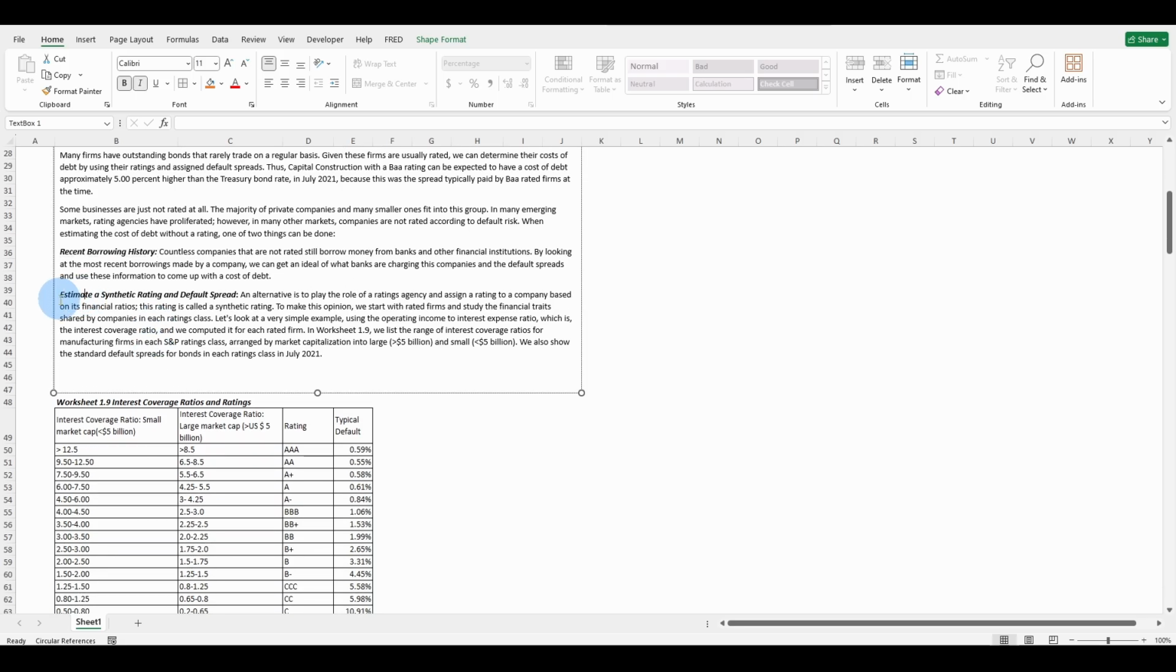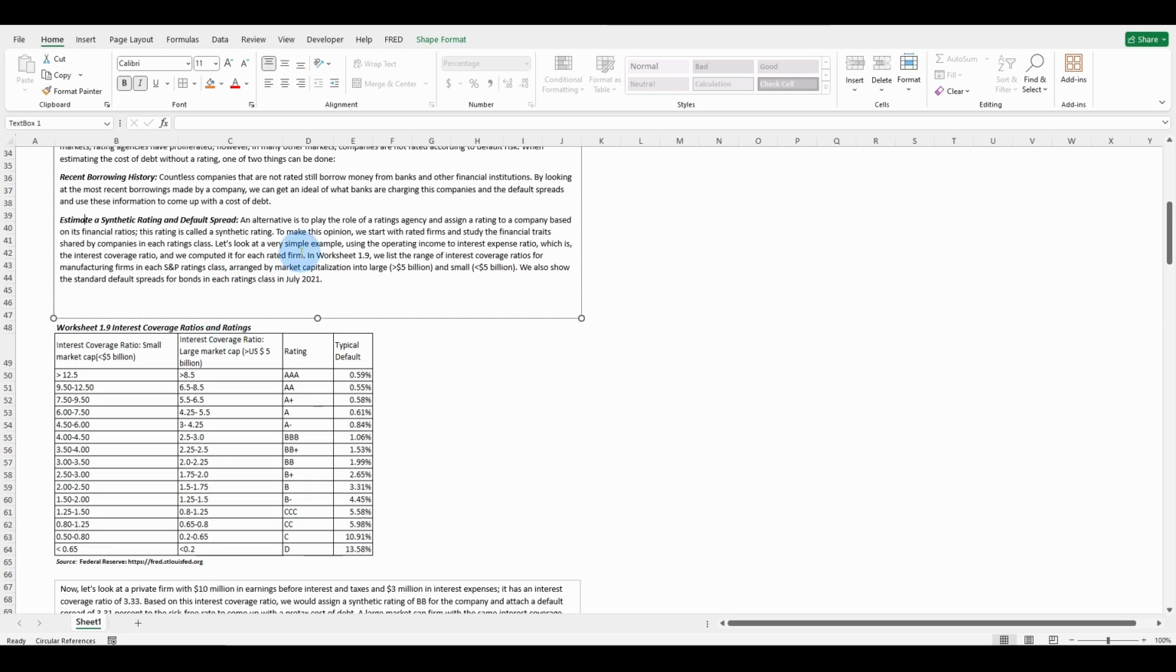Estimate a synthetic rating and default spread. An alternative is to play the role of a rating agency and assign a rating to a company based on its financial ratios. This rating is called a synthetic rating. To make this opinion, we start with rated firms and study the financial traits shared by companies in each rating class. So let's look at a very simple example.